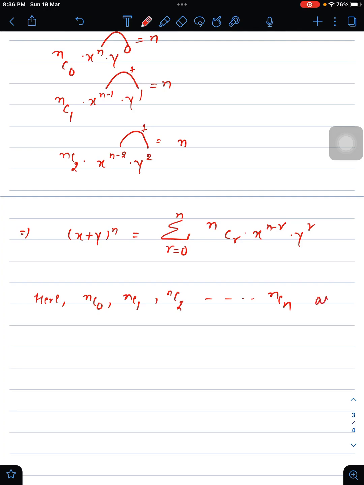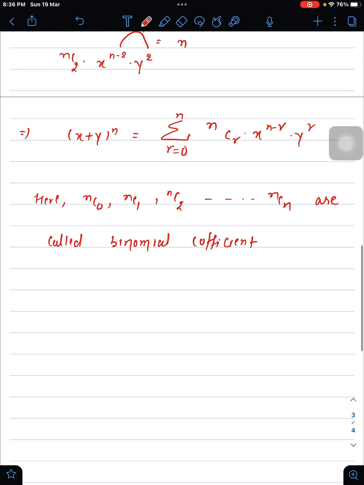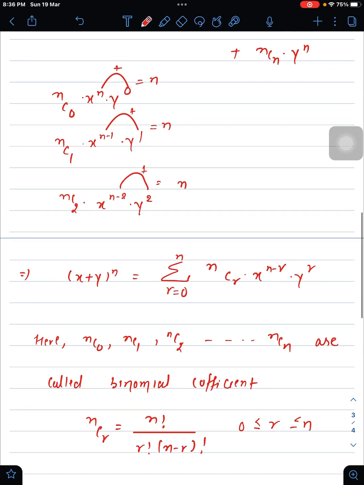What are these? These are called binomial coefficients. Now if you don't know the formula, then I am going to write it for you. nCr is equal to n factorial upon r factorial into (n minus r) factorial, where r is greater than or equal to 0 and less than or equal to n. So I hope till now the concept is clear.